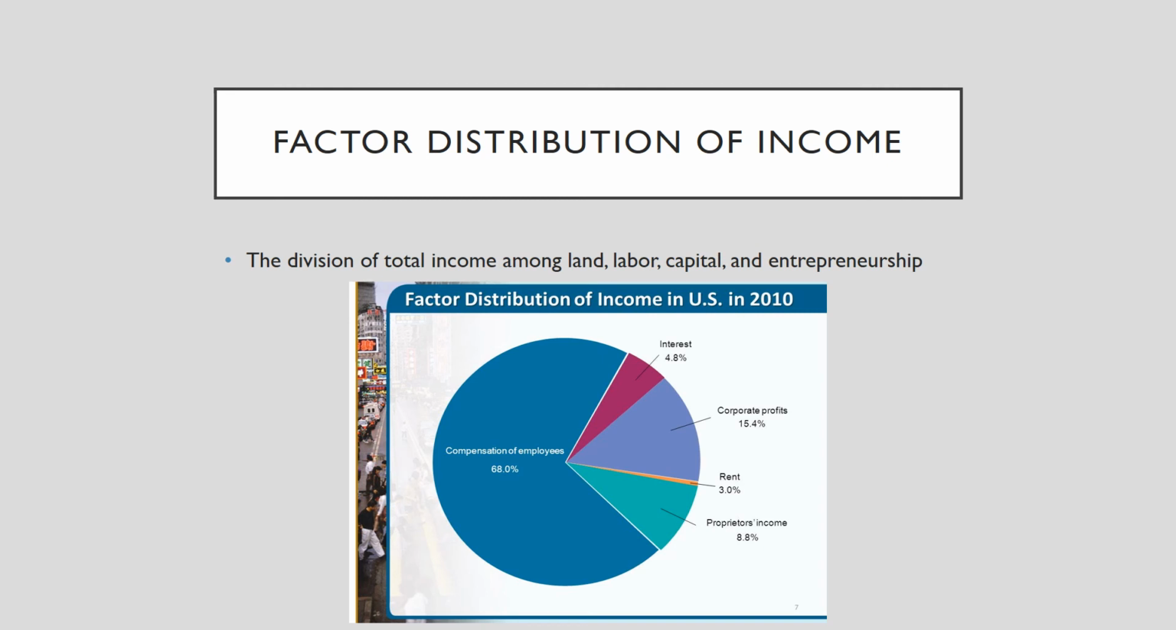And finally, factor distribution of income. This is the division of total income among these four things: land, labor, capital, and entrepreneurship. This isn't exactly a perfect graph to be showing you for this, but the idea is most people earn their income from labor, some from land, not very many from land, but some, some from capital, and some from entrepreneurship. How our income is broken up is known as factor distribution of income. So how much of total income is from land, how much from labor, from capital, and from entrepreneurship. And we'll get into that idea further in coming videos.